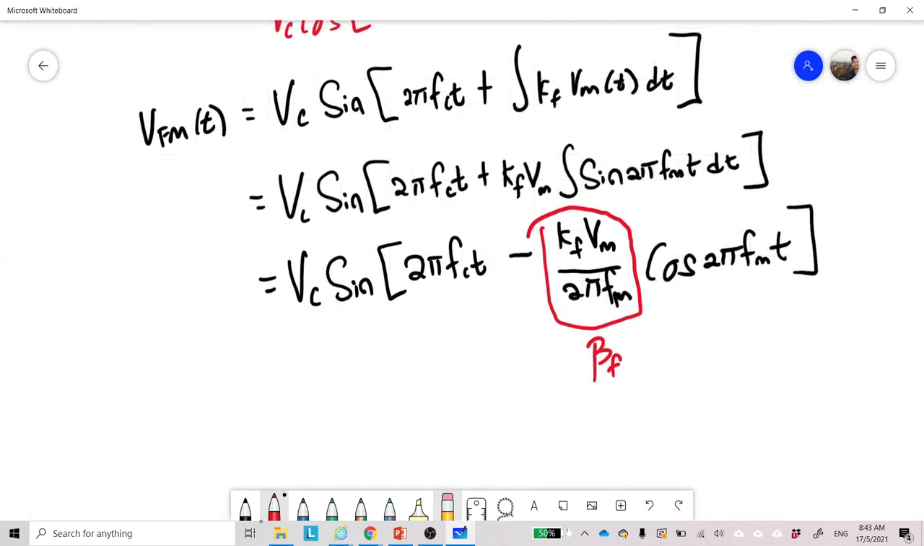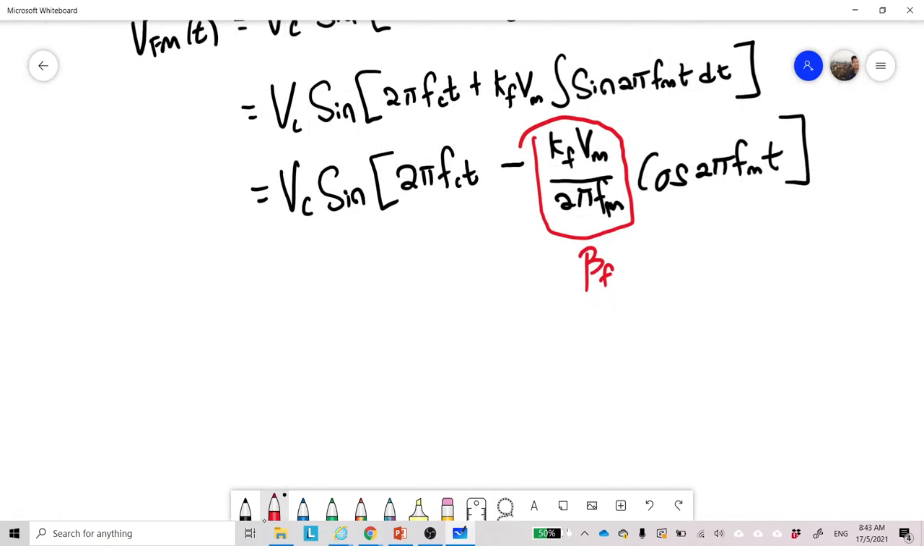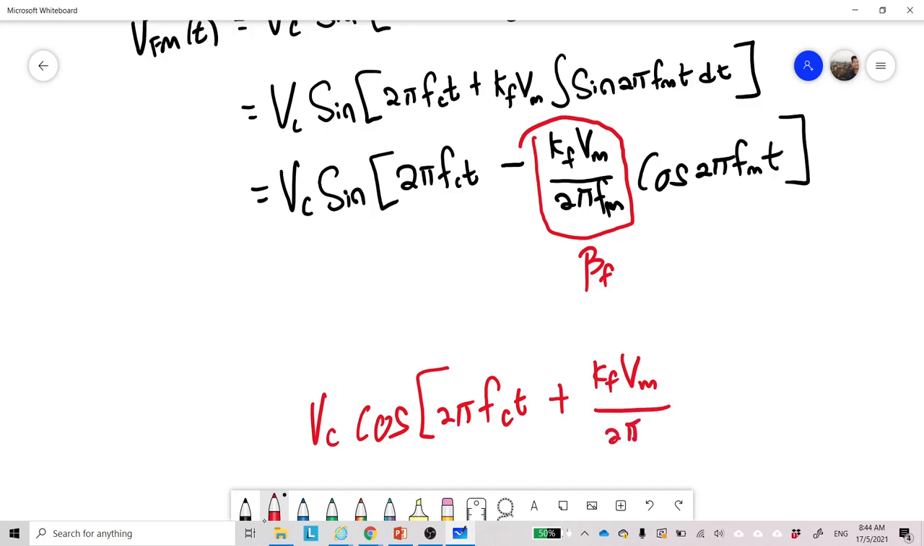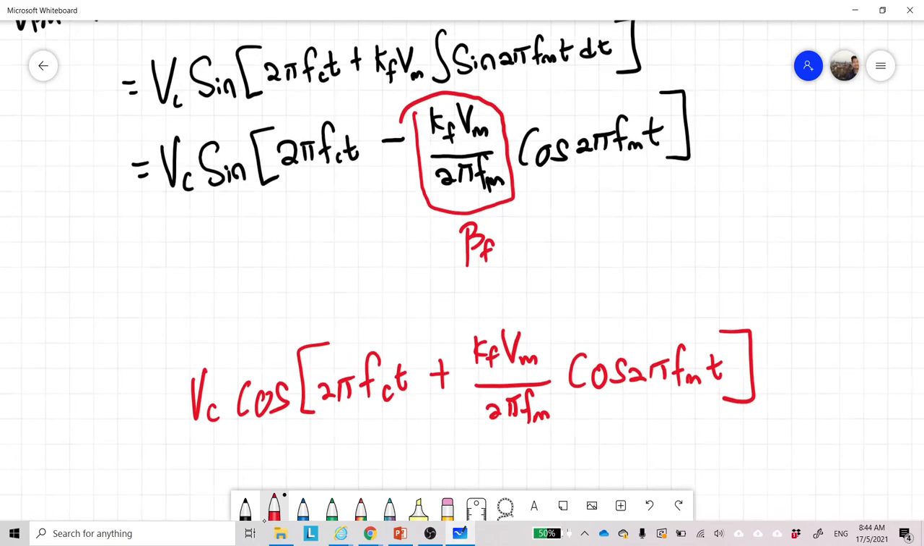And I continue again. If let's say this is a cosine function, saya nak tunjukkan macam mana kalau cosine function. So that means this one is cos 2 pi fct plus. Remember, if you integrate cos, you will get plus. So this is a good thing of using a cosine function. So this is kf Vm over 2 pi fm. So this is omega m actually. So cos 2 pi fmt. Finish.